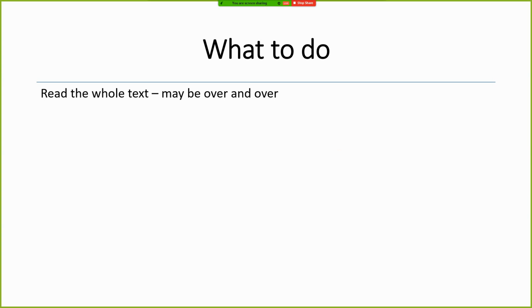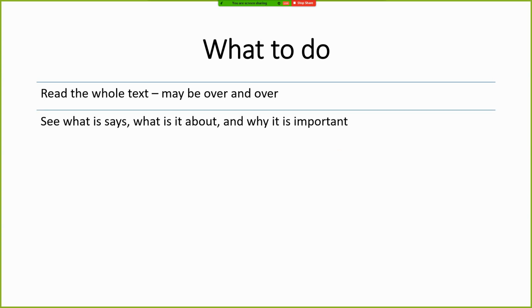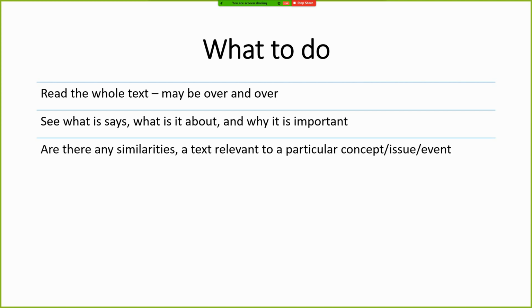Now, how do you code? Read it again and again, or hear it again and again. See what it says. What is it about? Why is it important? You are reading through it and you think that this particular text may be important because it talks about the purpose of your research, or it is a key feature as to the question that was asked. Are there any similarities? A text relevant to a particular concept, issue, or event. So you highlight the particular concept, the particular issue, the particular event.